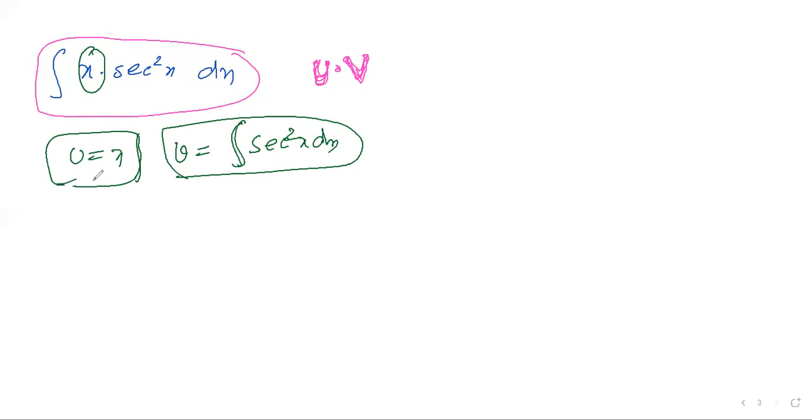Am I clear? The basic intention is we have to understand: why should you take only u is equal to x? Why can't you take u is equal to x secant square x, and v is equal to dx? Then these questions will come to us. So we have one standard procedure.